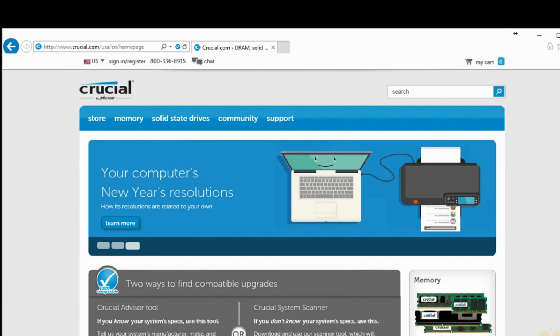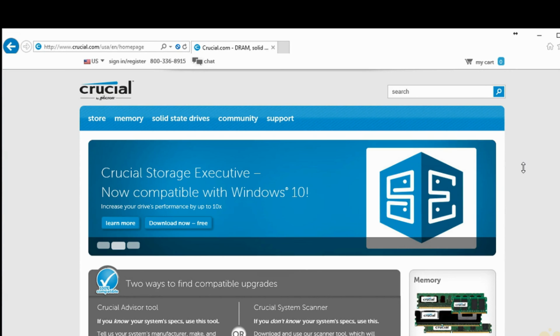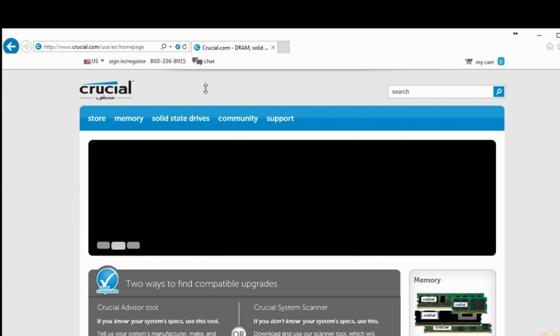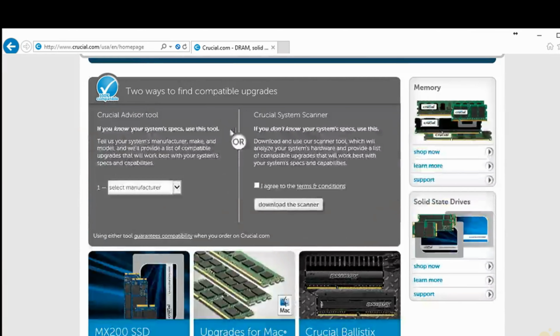Now, if you don't have your motherboard documentation laying around, I don't, for example, with this Alienware system we're working with today, what you can do is go to one of the manufacturers, one of the vendors that sells RAM. They don't make it, by the way. They're probably just reselling someone else that makes the RAM chips, and you can have them scan your system. So this is one of the many that you could use. It's crucial.com. And right here on their homepage, it says, look, there's 2 ways to find compatible upgrades.